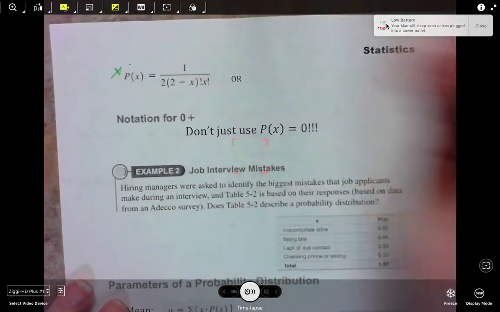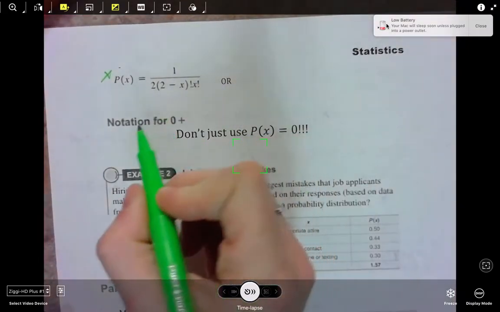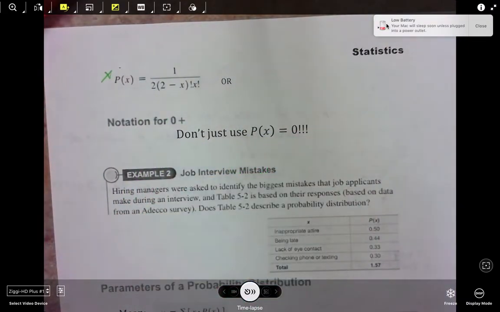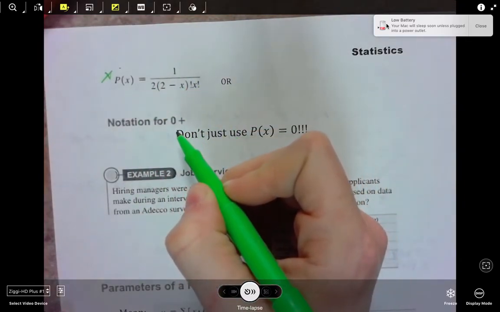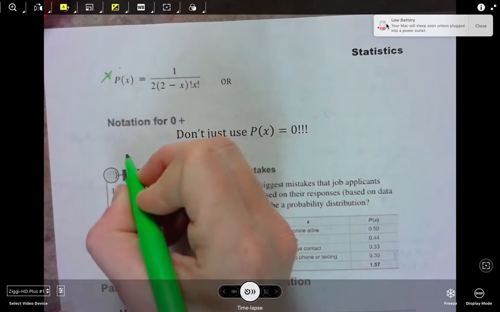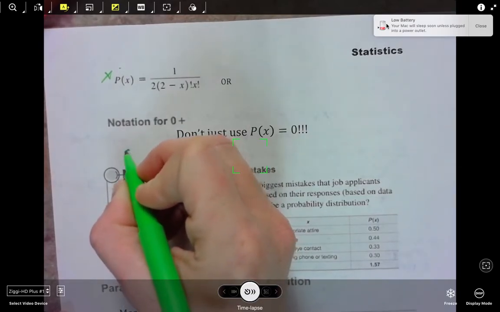I'm not going to talk about this part just yet. Maybe we'll talk about that when I come back on Monday. But the notation for zero plus: sometimes you will have probabilities that are really, really, really small. So, like, let's say skydiving.